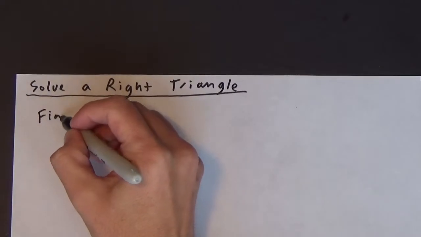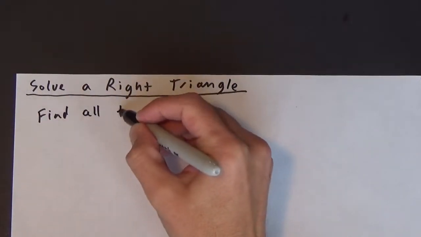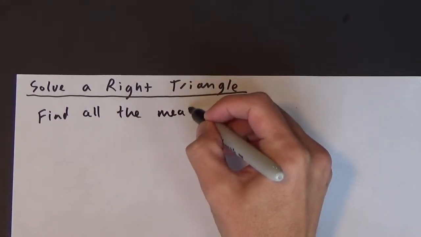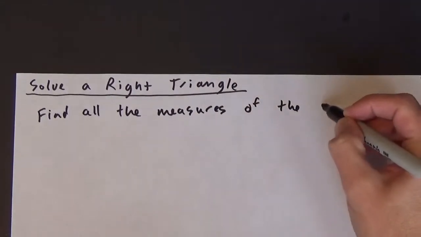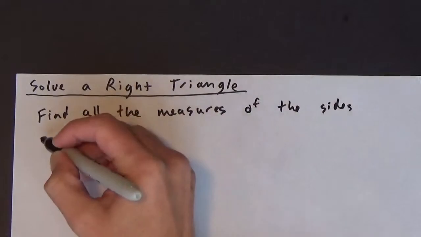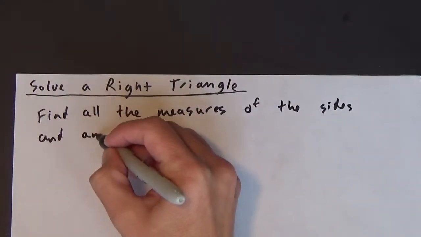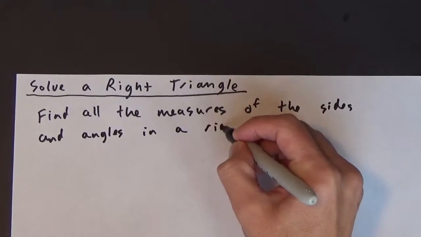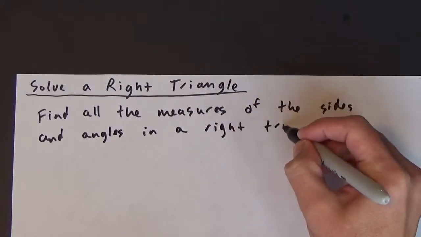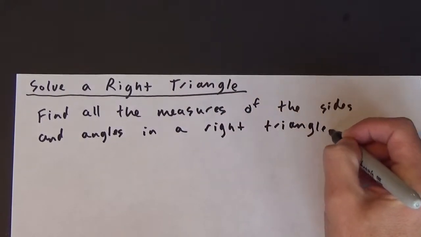So we want to find all the measures of the sides and angles in a right triangle.